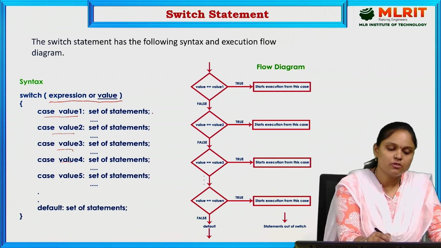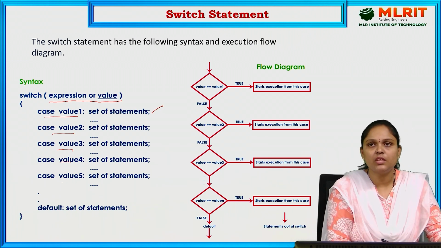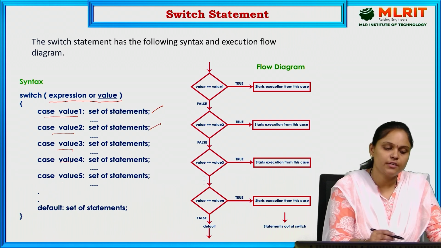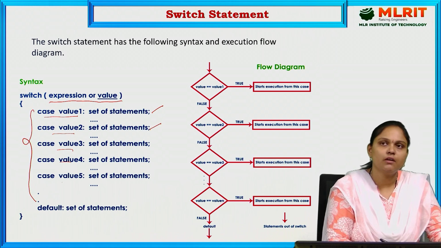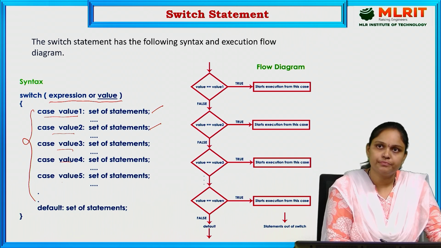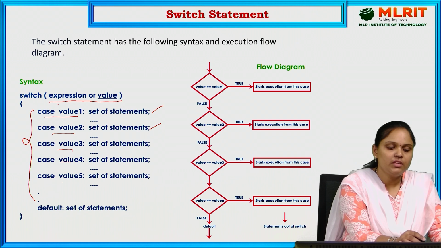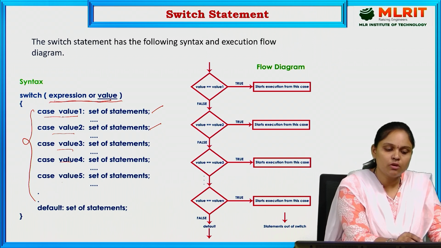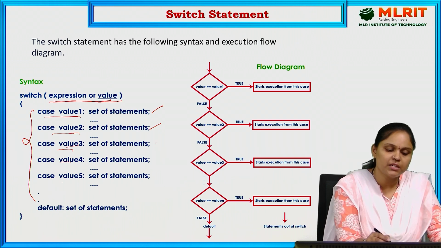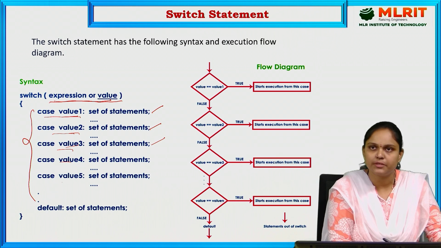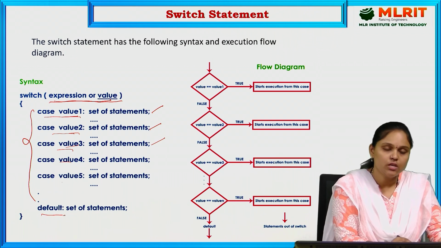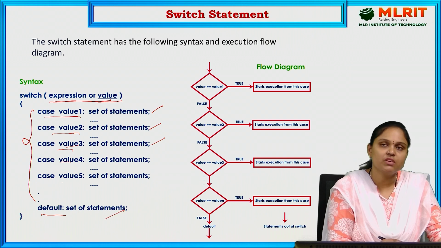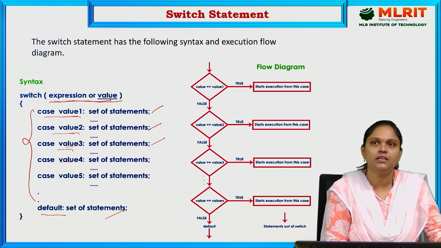These are the set of statements that are related to case 1, and this is the set of statements related to case 2. These are nothing but the multiple options that we have to solve a problem. Here is how the switch works: if the expression matches any of the case values, only then that particular set of statements will get executed. If it doesn't match any of the case values, it directly comes to the default, and whatever statements we have given in the default will get executed.